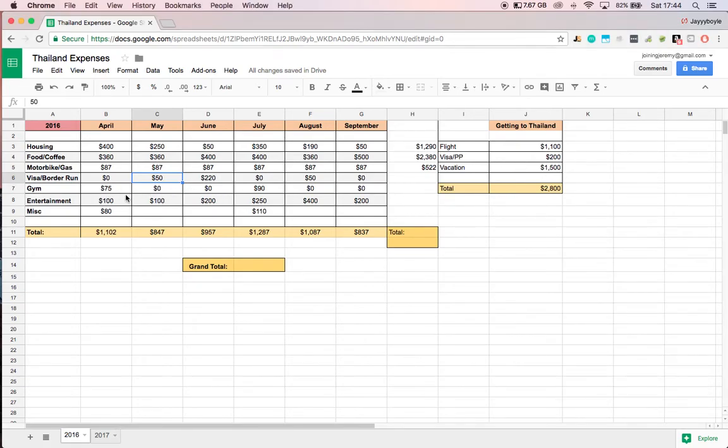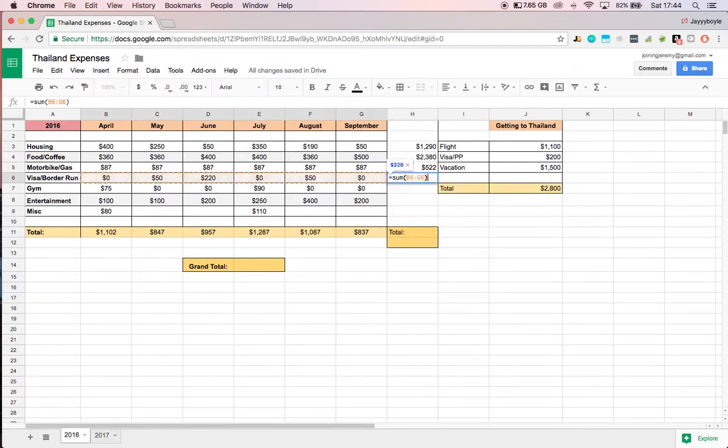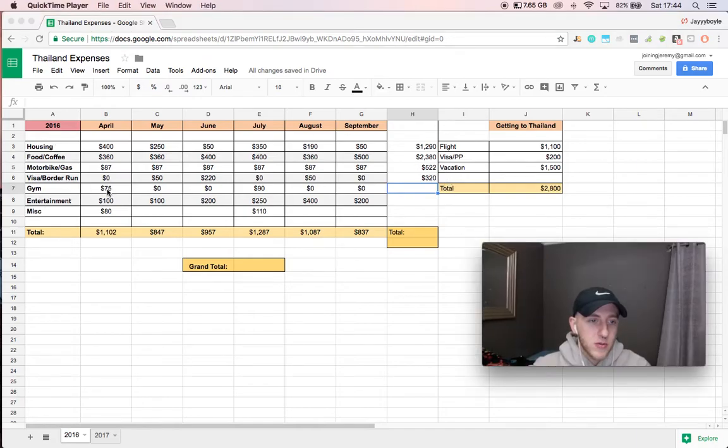So my next expense is, let's add this up. All right, so the total expense for that was $320, relatively cheap again. And my next expense was the gym. I went to two different gyms.